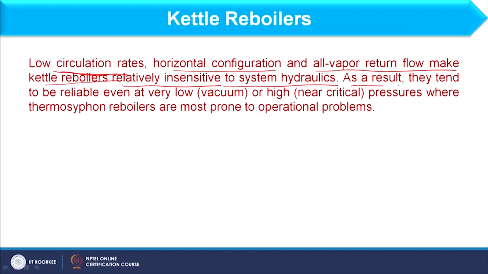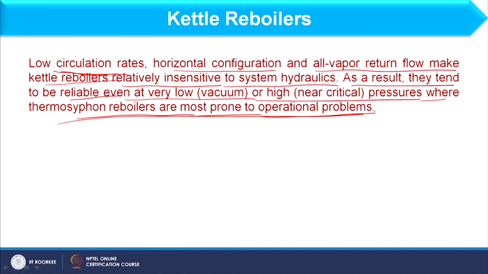So, whatever would be the pressure, vapor generates and vapor returns back to the distillation column, because natural movement of vapor is upward direction only, right. So, we do not have to provide any unit or any assembly to circulate the liquid as well as vapor, it happens automatically, okay. So, as a result they tend to be reliable even at very low vacuum or high pressures, where thermosiphon reboilers are most prone to operational problem, okay.